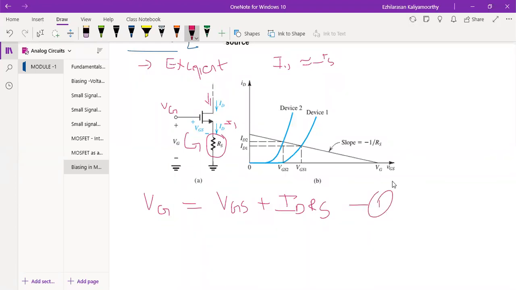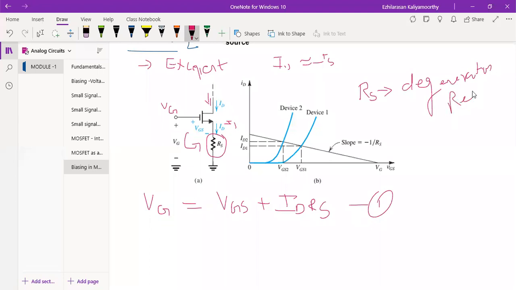Now this resistance, this RS, the feedback resistor or the source resistance, we can call a degeneration resistance.